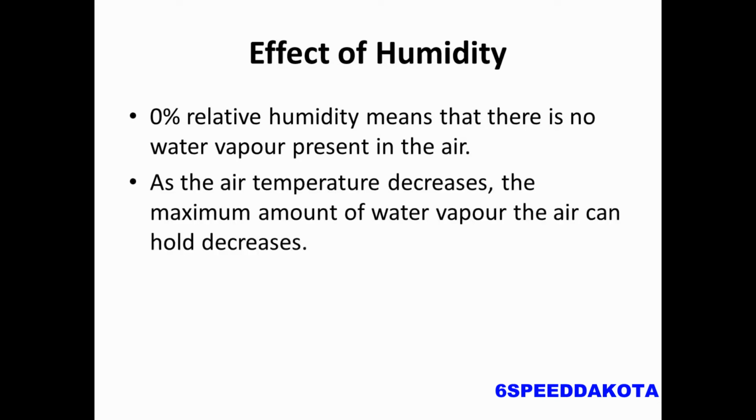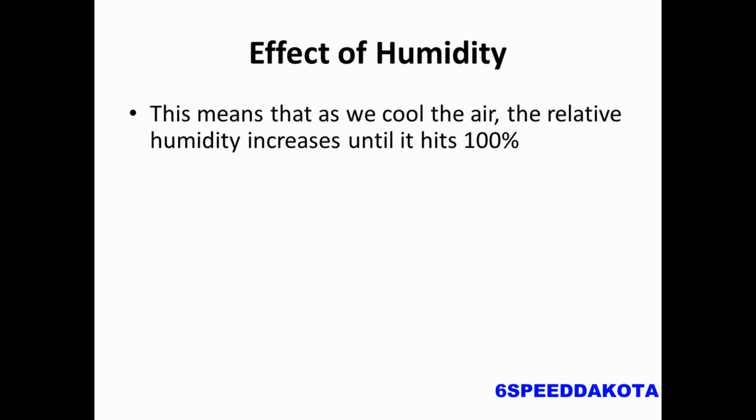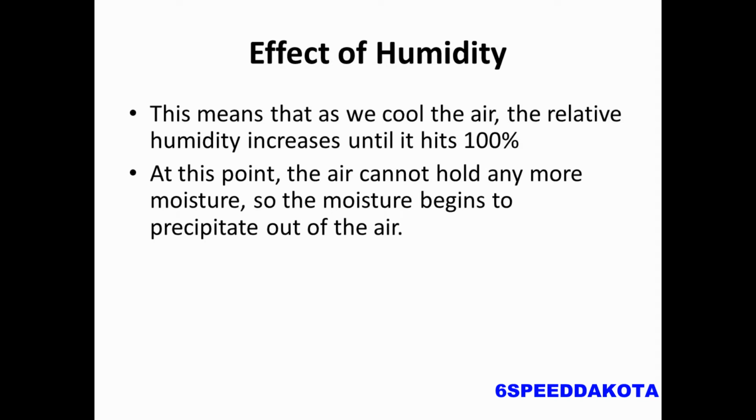So as our temperature decreases, the maximum amount of water vapor that the air can hold on to decreases. The amount of water vapor in the air actually does not change until the air is cooled to the point where 100% humidity is reached. So this means that as we cool the air, the relative humidity will increase until it hits 100%. At this point, the air cannot hold any more moisture, so the moisture will actually precipitate out of the air.